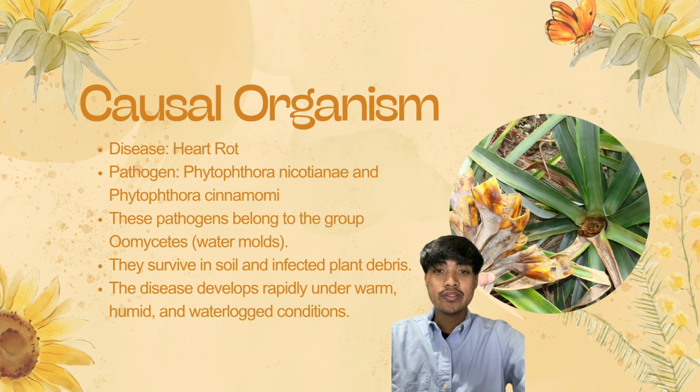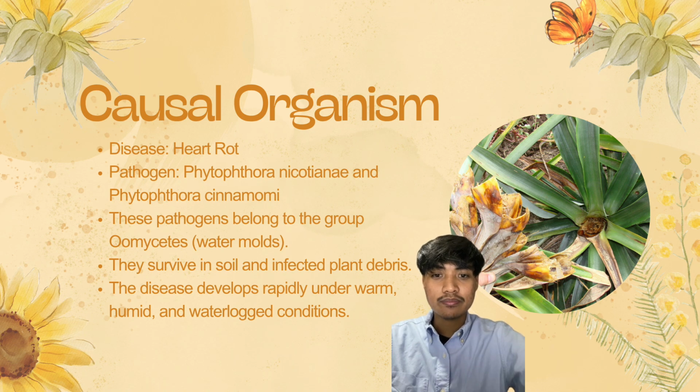So, heart rot disease is caused by Phytophthora nicotianae and Phytophthora cinnamomi. These organisms are not true fungi, but they are fungus-like organisms called oomycetes or water molds. They live in the soil and survive for a long time, especially in wet and humid environments. When conditions are suitable, they become active and infect the plant. They spread easily through water movement, rain splash, contaminated soil, and infected planting materials. This is why the disease spreads quickly in wet areas.